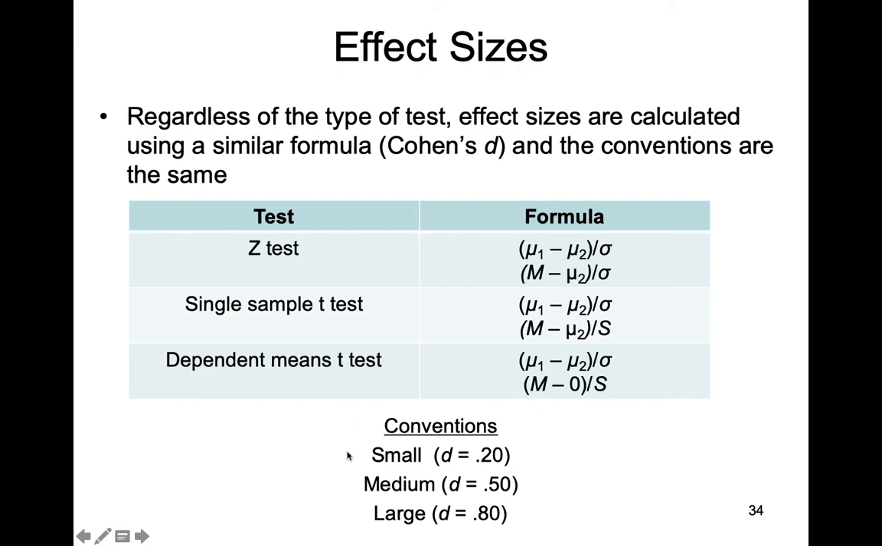So the takeaway here is that whether we're doing a z-test, a single sample t-test, or a dependent means t-test, we're basically calculating effect size in the same way. We're just modifying the formula ever so slightly to reflect whether we're doing a z-test, a single sample t-test, or a dependent means t-test.